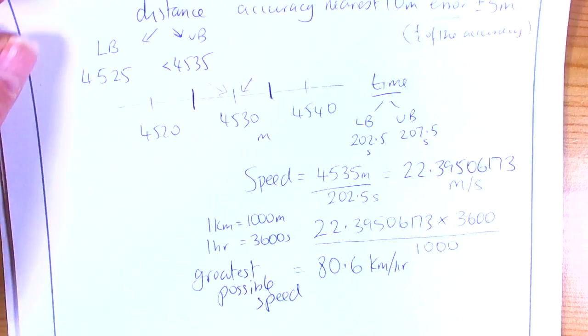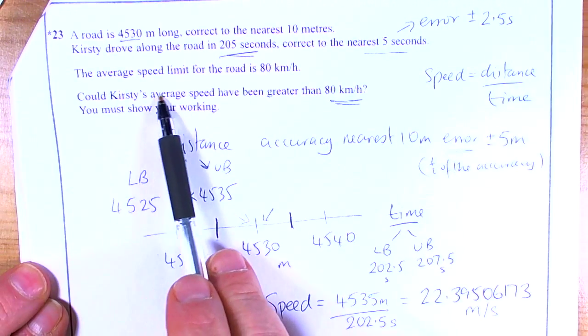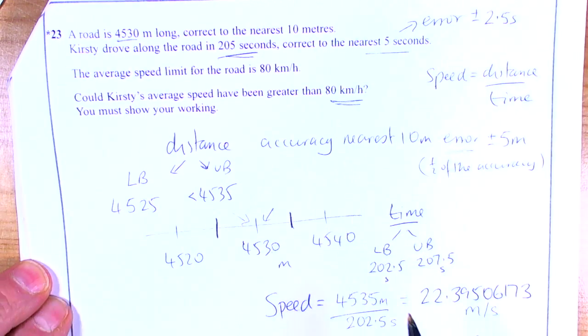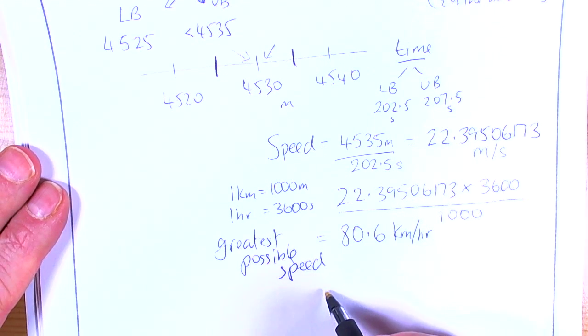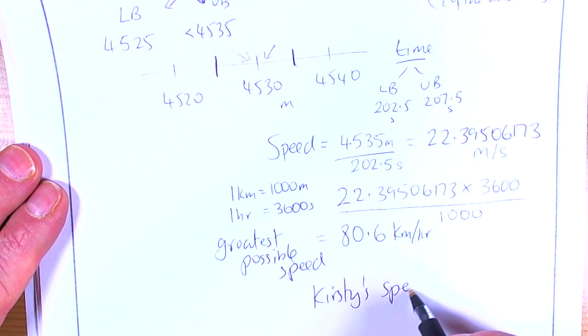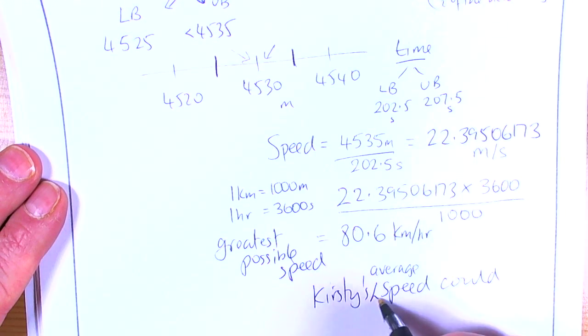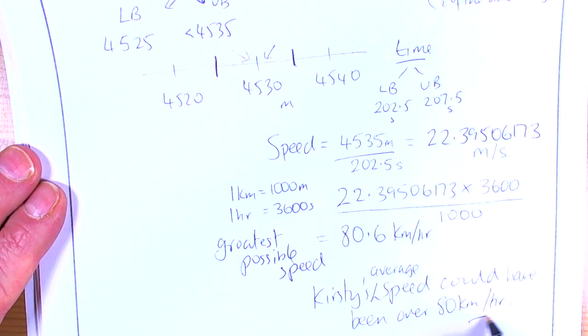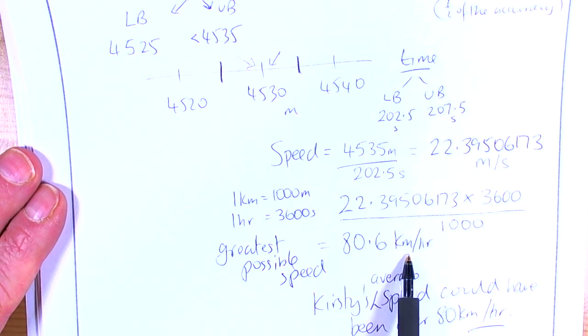Again, start question, so we really ought to be clear what we're doing. So the greatest speed possible was 80.6 kilometres an hour. The question said, could Kirsty's average speed have been greater than 80? Well, we can see that 80.6 is. So the final answer, to get the communication mark, would be to say Kirsty's average speed could have been over 80 kilometres per hour. That's our conclusion, based on the fact that we found that the greatest possible speed was 80.6 kilometres an hour, rounded to 3 significant figures.